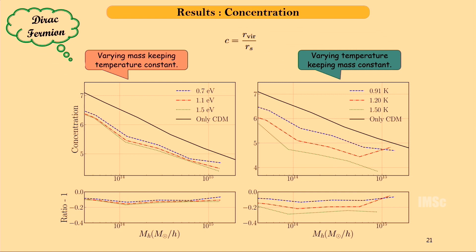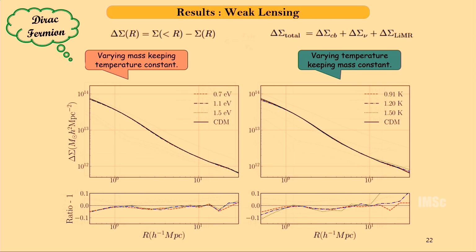In this case, the contribution from the other two species has not been taken into account. These are only CDM comparisons, and trends are as expected. For low mass halos you have higher concentration, for high mass halos you have lower concentration, which is expected. And then we go on and calculate weak lensing.